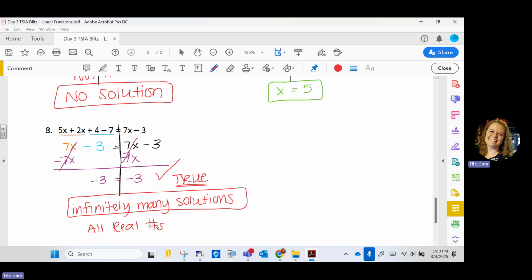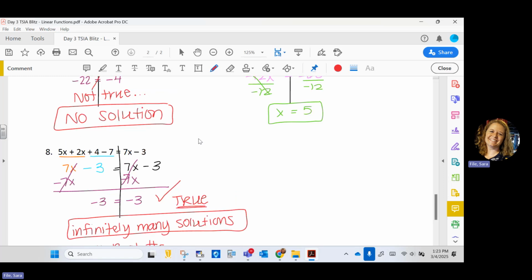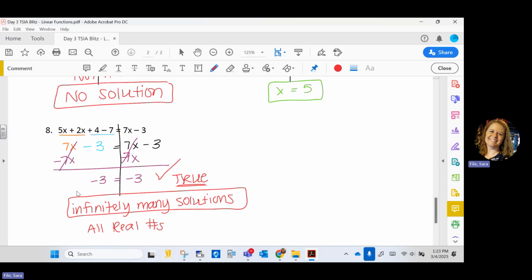Okay, so those are the two special cases. If the variables cancel out completely on both sides, you're either going to have no solution because you're left with a not true statement, or you're going to have infinitely many solutions because you're left with a true statement.